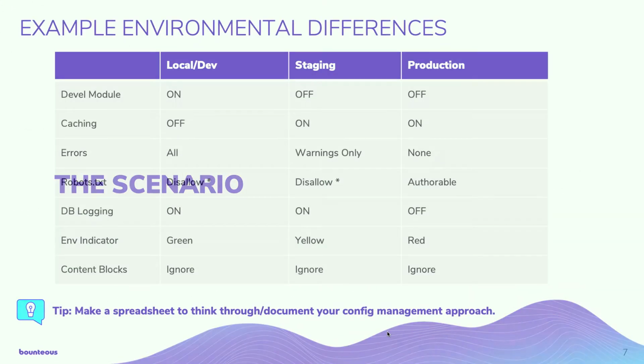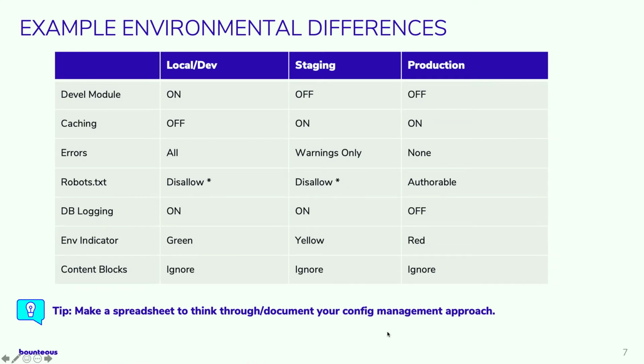So the scenario. Let's say that we're building a site, and we have dev, staging, and production environments. And we want some different things to happen on different environments, depending on which environment it is. A couple of examples that we have here is the Devel module. We want the Devel module enabled on the dev environment and in our locals, but we don't want it enabled, let's say, on staging or in production because of the performance hit and that sort of thing.